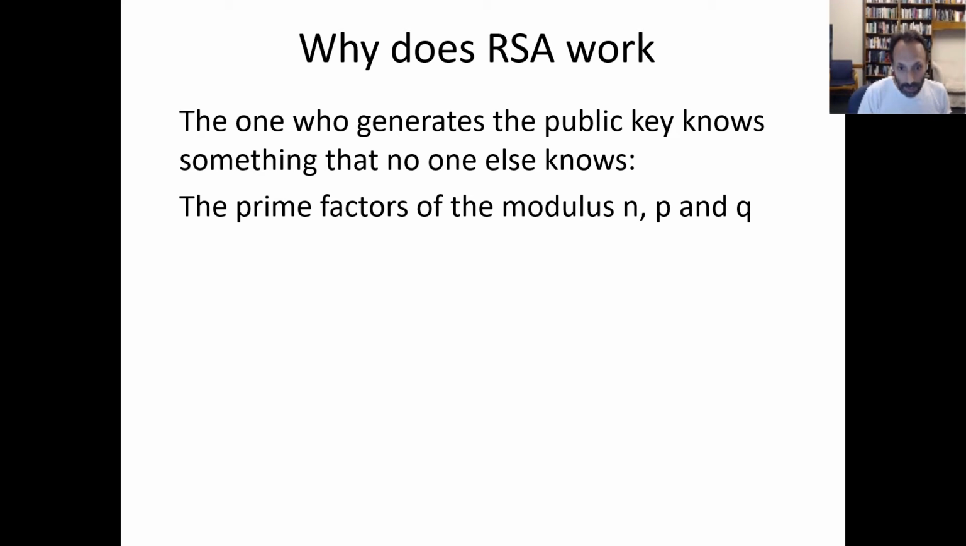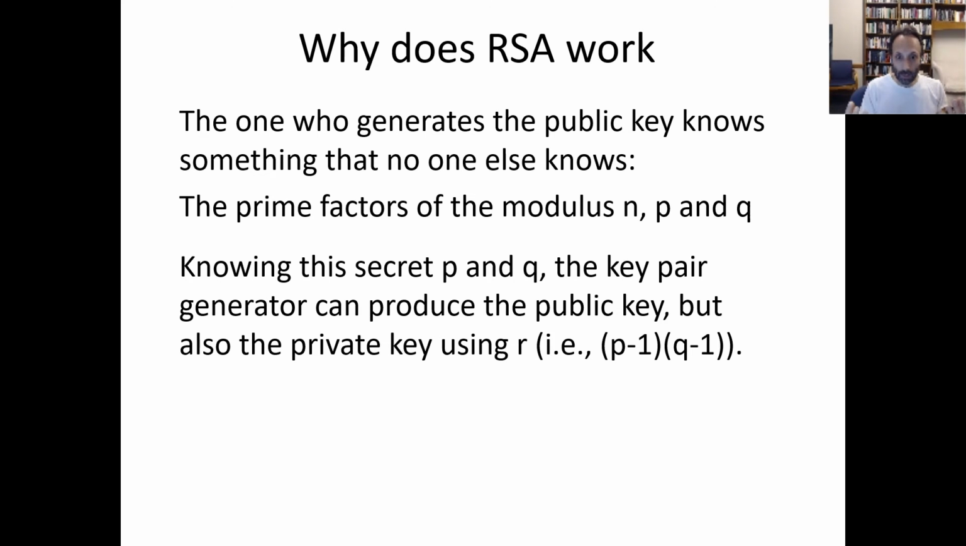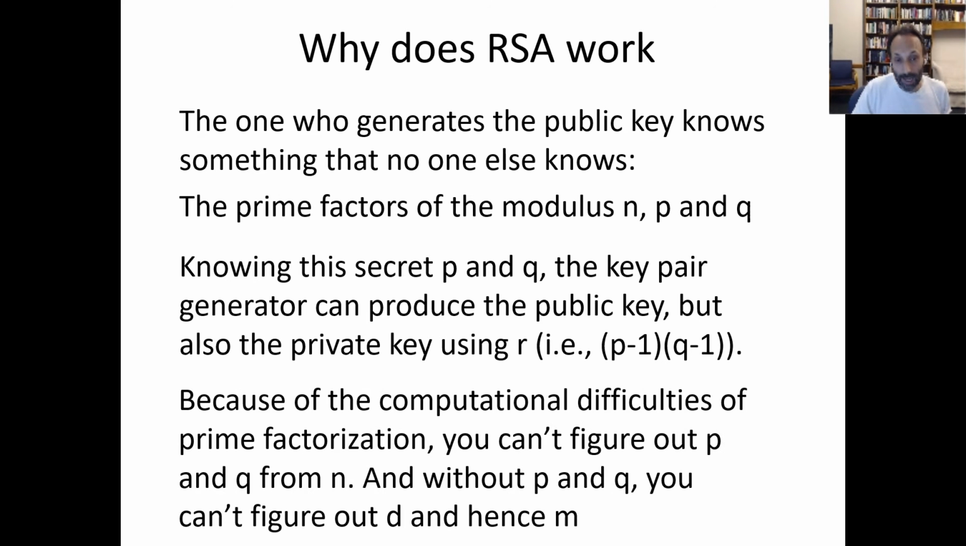Knowing the secret P and Q, the key pair generators can produce the public key, but also the private key. So P and Q produce the public key, but since it's private information, it can also produce the private key, and the private key can be used to decrypt the encrypted message in a very simple way. But if you don't have it, it's computationally extremely difficult, okay? And this is because of the issue of prime factorization.